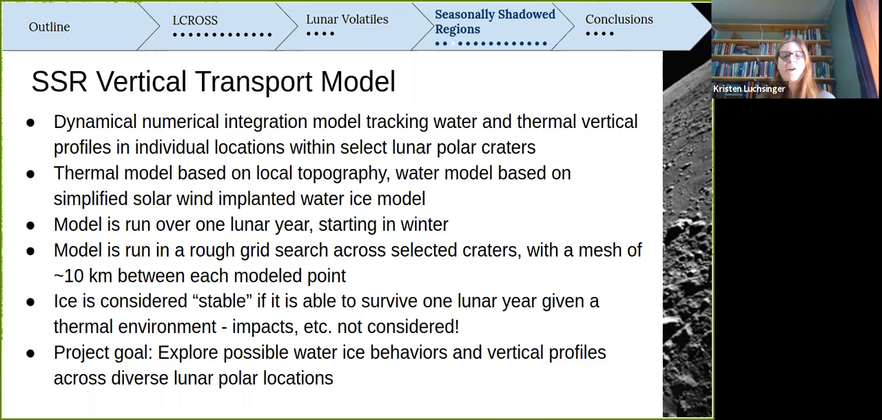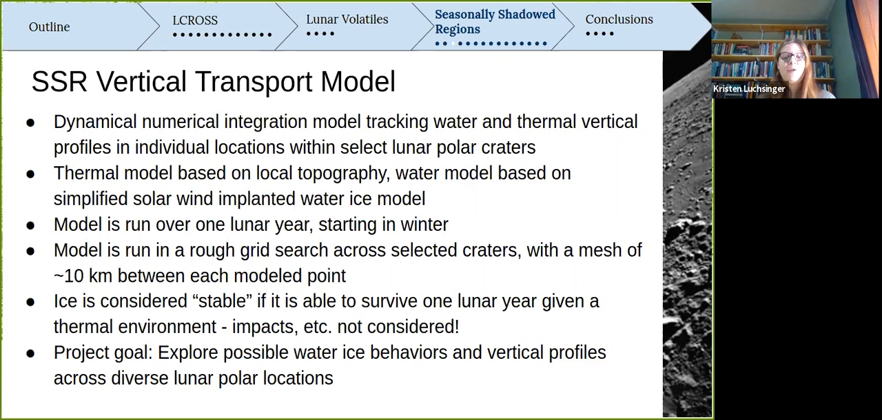I run it in a very rough grid search with a mesh of about 10 kilometers between model points. And I consider ice stable if it's able to survive one lunar year. So this is really important. I'm not considering impacts. I'm not looking at micrometeorites. I'm only looking at a thermal environment in this model. So when I call ice stable, I am definitely not suggesting that this is actually a stable sequestered deposit, because there are significant processes that I'm simply not accounting for in this model.